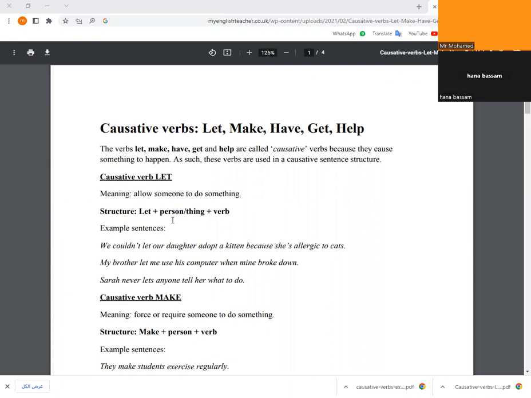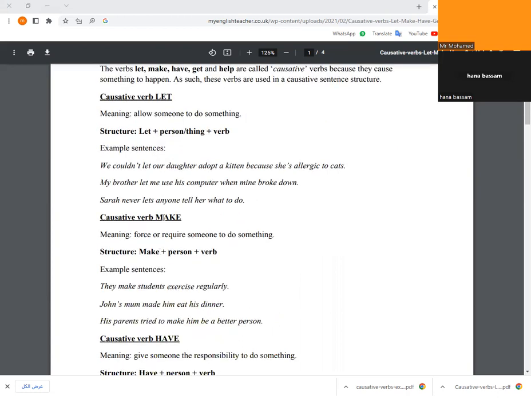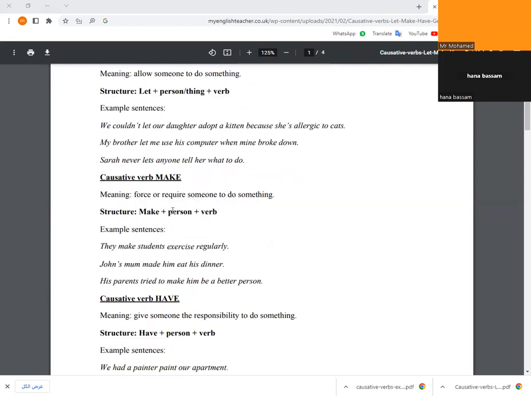We use after let the person or thing and then the main verb without adding anything. Like when I say my brother let me use, فقلنا after my brother we use let and then الobject اللي هو me وبعد كده المين verb اللي هو use. في أي مشكلة في الverb ده؟ لا. وقلنا like my brother let me use his computer, my father lets me use his car and so on and so forth. So هو بيسمح للشخص إنه يعمل شيء بس بستخدم السبجكت let والشخص وبعد كده المين verb without to.